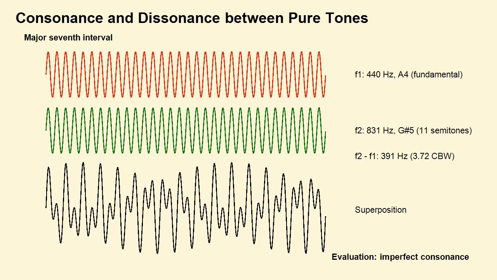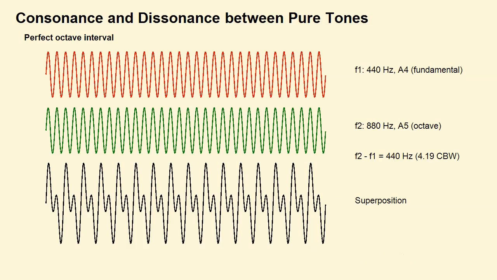The result is an imperfect consonance. The screen shows the details of the reproduction of the perfect octave, augmented seventh interval, in which the second sound is an A5, with a frequency of 880 Hz, 440 more than the A4, which corresponds to an extension of 4.19 times the critical bandwidth. Next, we reproduce the corresponding sounds.